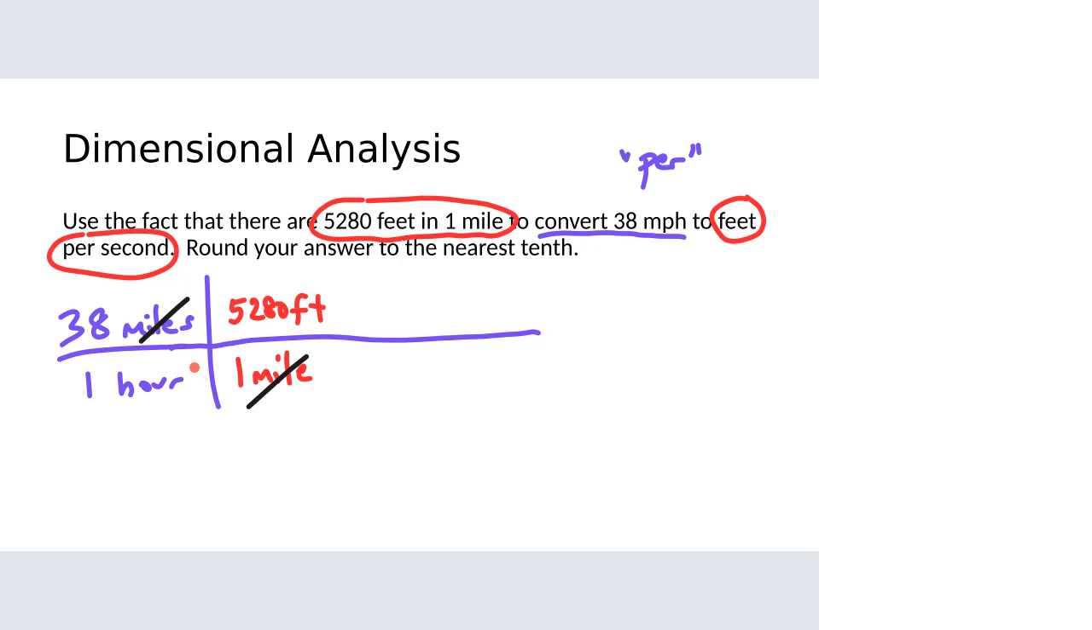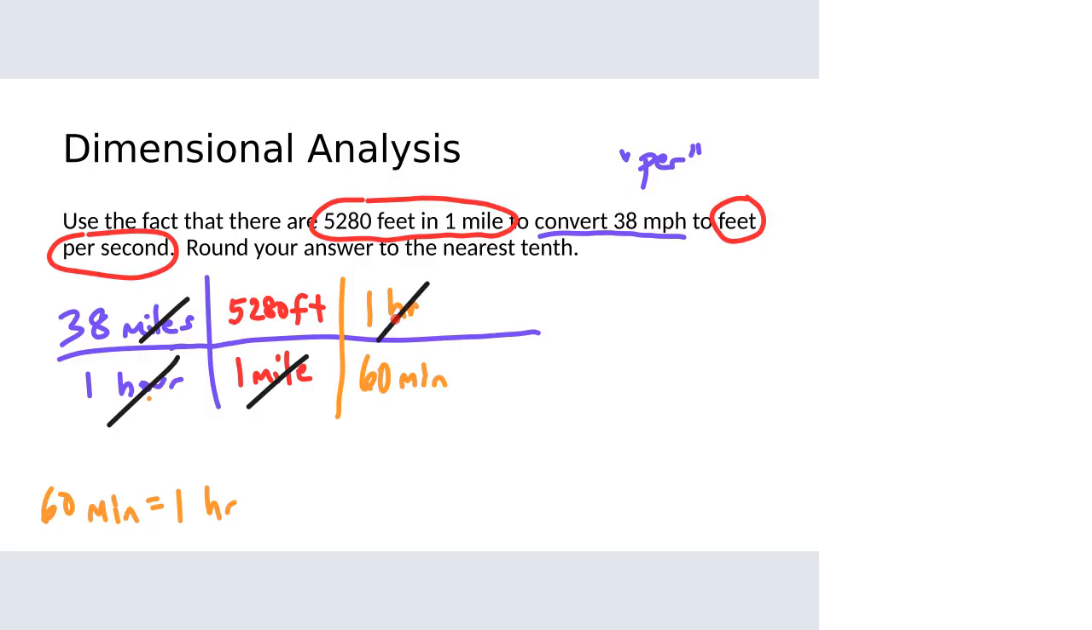Now I need to turn hours into seconds. And I don't know about you, but I have no idea how many hours are in a second, or how many seconds are in an hour. But I do know that there are 60 minutes in 1 hour. Okay, let's see if I can use that then. 60 minutes for 1 hour. I've got an hour on the bottom. I want that to cancel, so I'm going to put my 1 hour on the top and my 60 minutes on the bottom. Okay, let's see what that does for me.